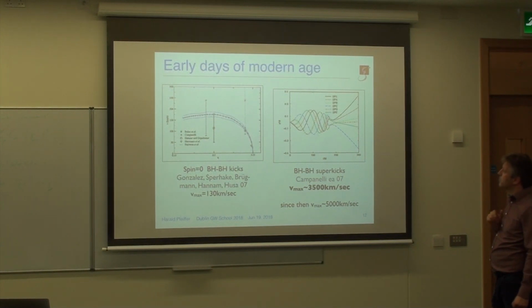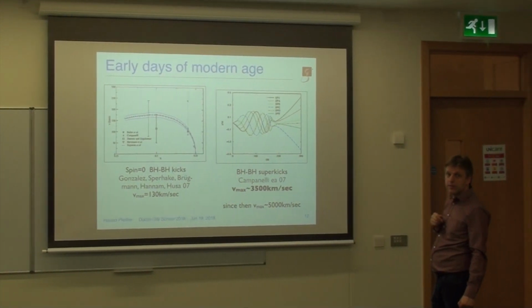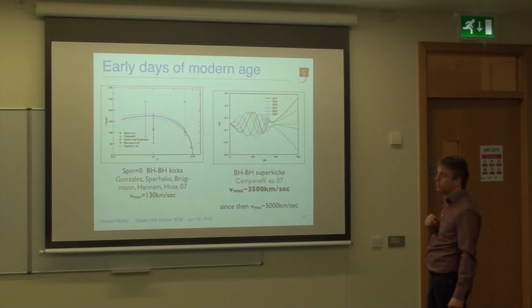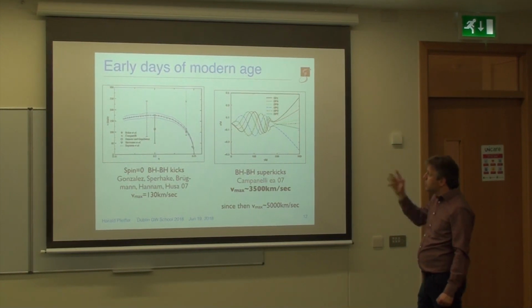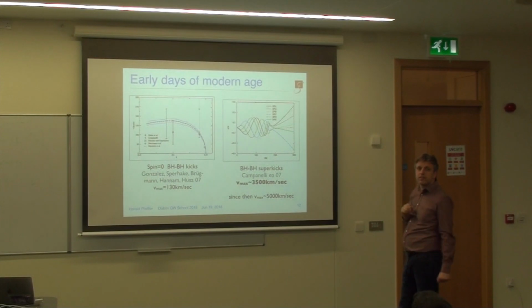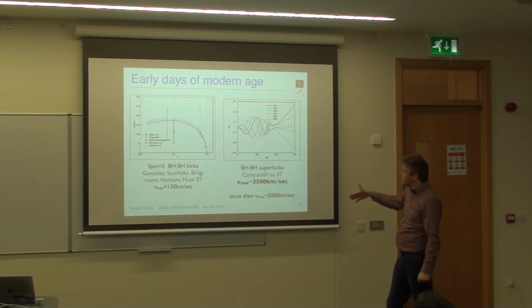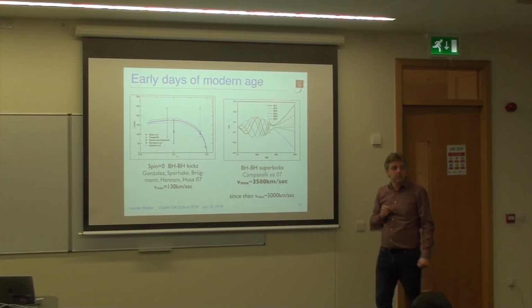remnant velocity is possible. And in 2007, Campanelli et al. argued those could be as large as 3,500 kilometers per second. So that's 1% of the speed of light. Later on, still Rochester, they realized that if you orient the spins slightly differently, not perfectly in plane, but with some component aligned, you could get even higher kicks up to about 5,000 kilometers per second.